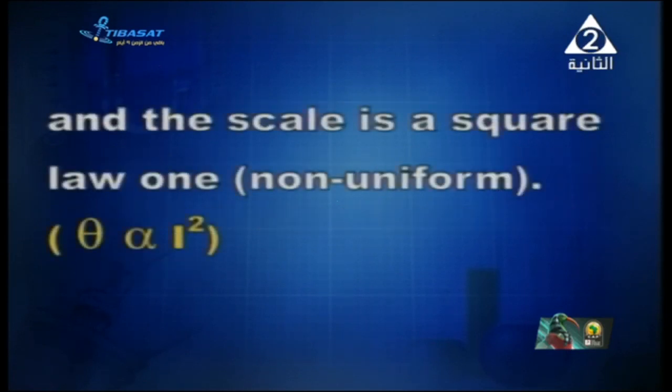So it is proportional to the average value of the square of the alternating current. And the scale is a square law one, so it's not uniform. Theta, the angle of deflection, is not proportional to I. It is proportional to I squared. That is why the scale is not equally divided.